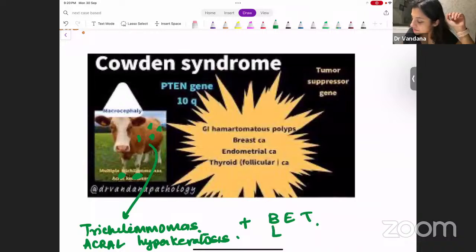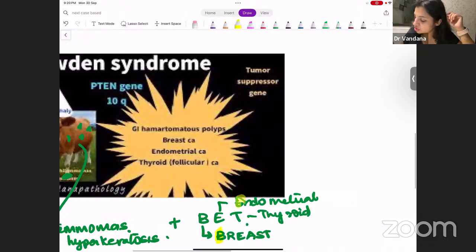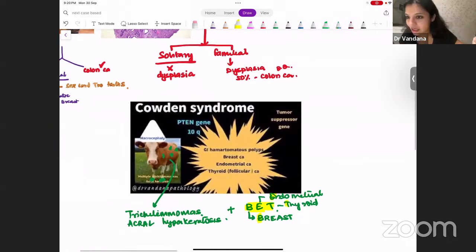So what is BET? They have high risk of developing breast, endometrial, and thyroid cancer. So I bet this person looks like a cow. What is BET? Breast, endometrial, and thyroid cancer. Remember which thyroid cancer is common in Cowden syndrome? Follicular cancers are common. So I bet this person is looking like a cow, isn't it?